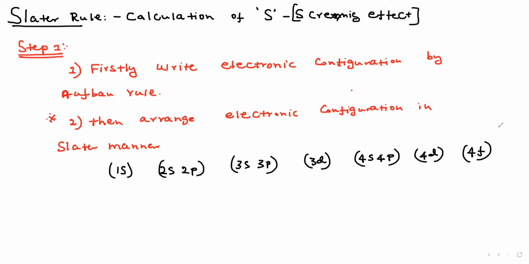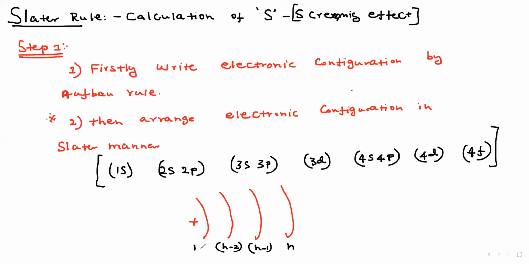First, you have to arrange the electronic configuration in this manner. Then find out the separate values. For example, for the n orbital, what is the value? Now see, simple. This is the nucleus, right? 1, 2, 3, 4. This is the outermost, therefore this is n. This is n minus 1. This is n minus 2. This is n minus 3. We have to separate the energy levels, then apply the Slater rule.